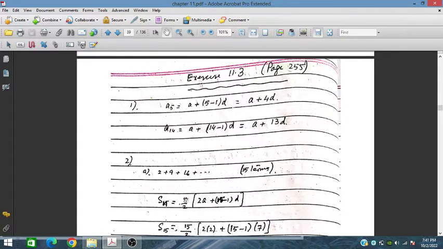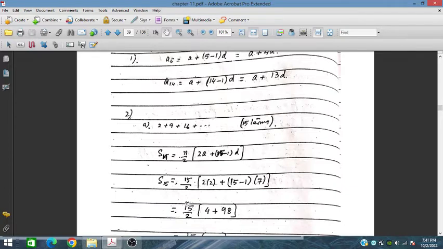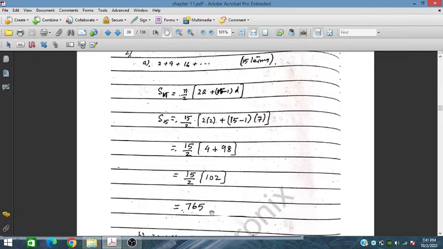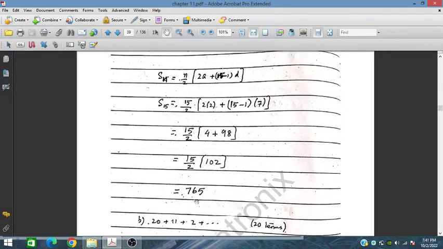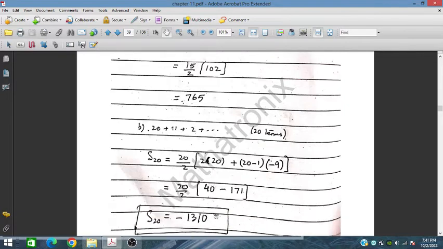So n is 15, so S15 is equal to this, n by 2. In place of n we write down 15, and the difference is 9 minus 2, which is 7, 16 minus 9, which is 7. So this difference is 7. We will write down and we will get this. This is simple. For the 20 terms, we write down this.